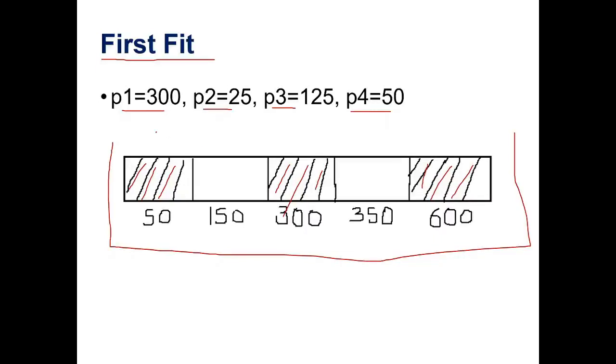Now, according to the first fit algorithm, it is going to search for the first free block. So in this memory, the first free block is 150. Now the process size here is 300. So can you allocate the process P1 in this block? The process size is more here and the partition size is 150. So you cannot allocate the process P1 here. So search the next free block.